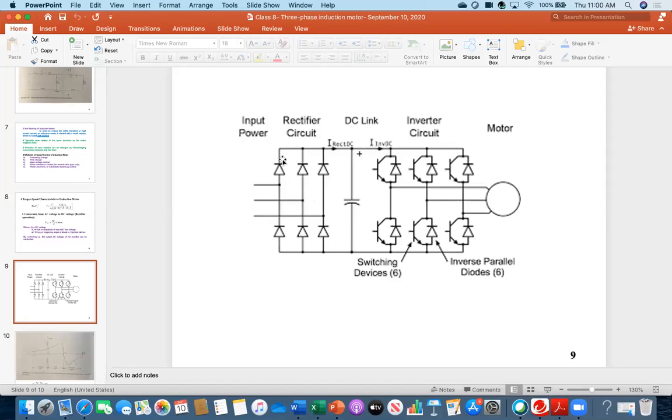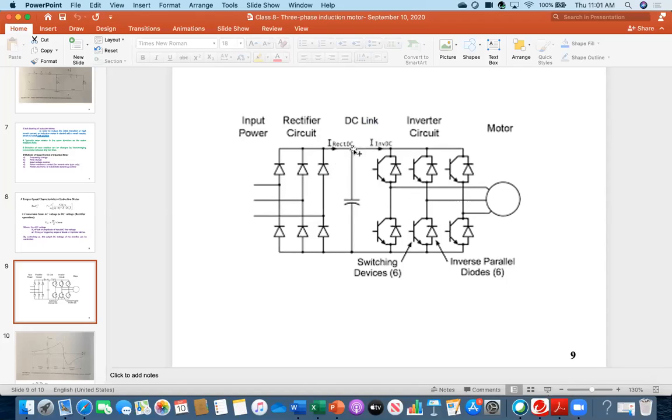So what it does, everybody see, this is the input power, this is the rectifier circuit. What is the goal of the rectifier circuit? It will convert AC into DC. Therefore, this portion is DC. And there can be fluctuating DC. There could be some ripple on the DC.